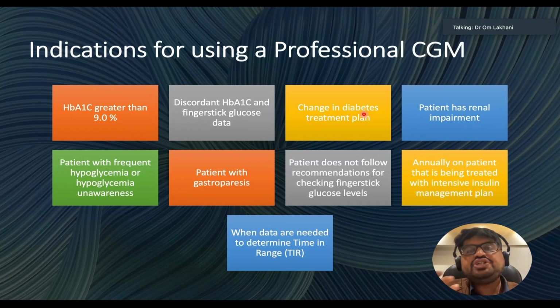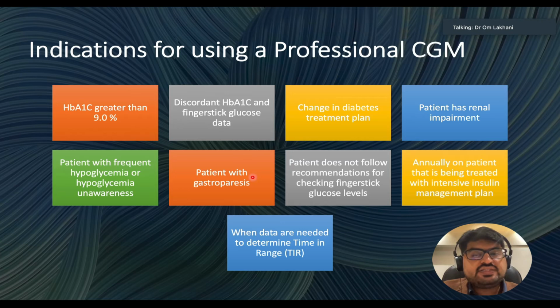If you want to make a change in the diabetes plan, the patient is on basal bolus insulin, and you want to change the patient to basal plus GLP analog, right? Can you do that? Have a look. Patient has renal impairment, patient undergoes dialysis. Patient undergoes chemotherapy, you really want to see what happens every week. You can do that. Patient continues to have frequent hypoglycemia or has hypoglycemic unawareness, a professional CGM is very useful.